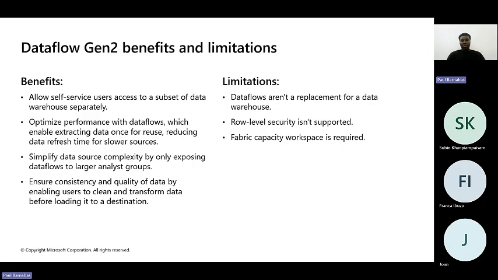And limitations, right? This is not a total replacement for a data warehouse. They have two different functional uses. A data warehouse is for storage of structured and semantic data. Data flows are simply ETL tools that are used to do data transformation and loading. It doesn't support row-level security, right? And then a Fabric capacity workspace is always required for you to run the Dataflow Gen2 workload.